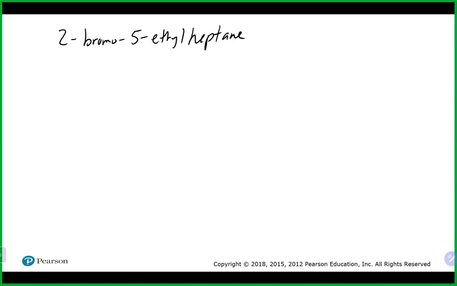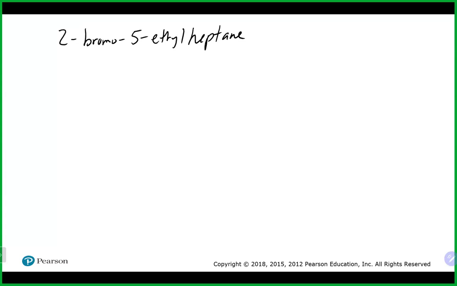So we have 2-bromo-5-ethylheptane, and we actually want to draw it this time. So we actually want to draw the structure. It could be the line structure, it could be the condensed structure, it could be the expanded structure. We want to draw one of those structures.